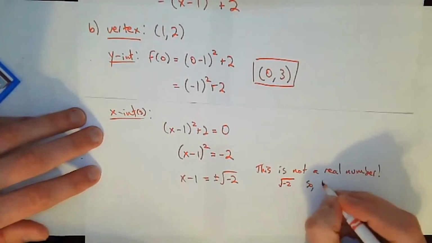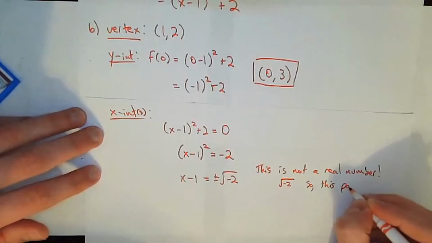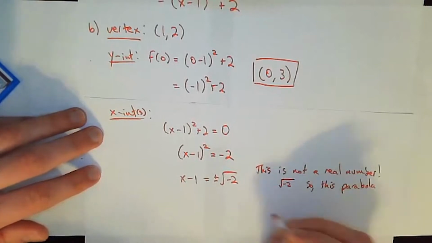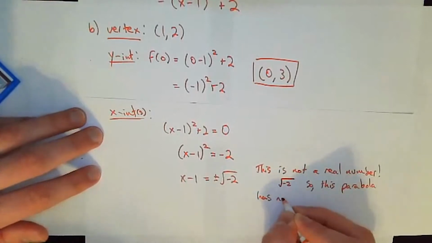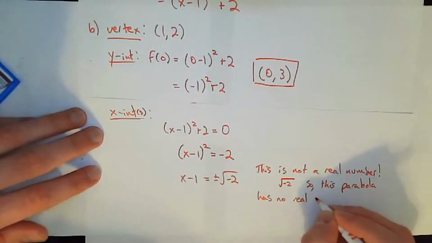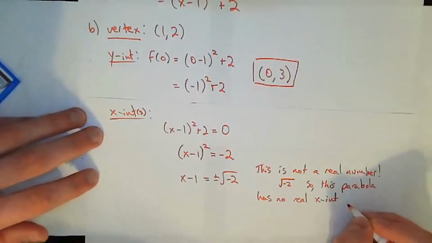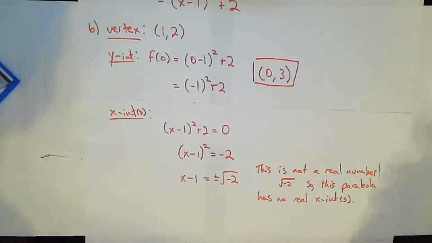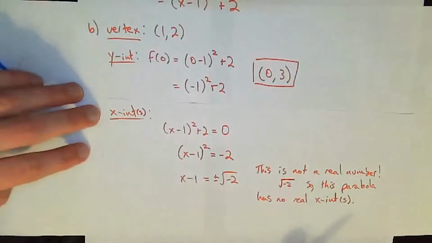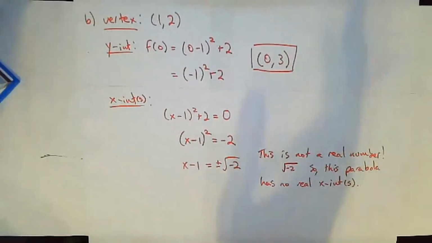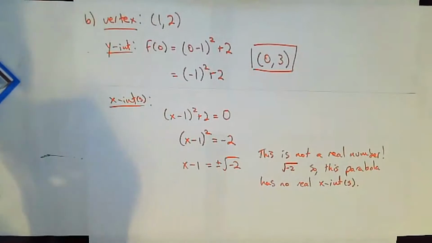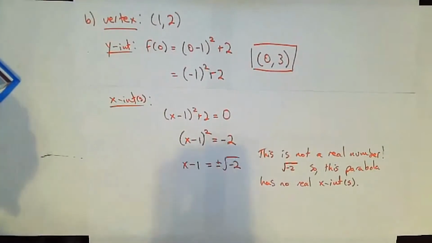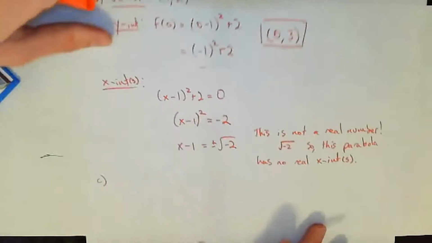So this parabola has no x-intercepts. I should say no real x-intercepts, but since we're graphing it on a real number line, you could just say no x-intercepts, that's fine. That just means it doesn't cross the x-axis. That doesn't mean it's broken or anything. It just means that it doesn't have x-intercepts. Okay, part C is to sketch a graph.